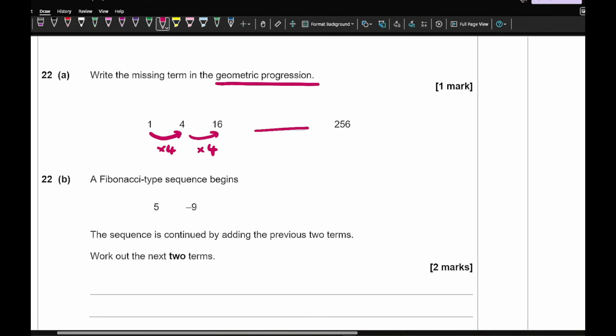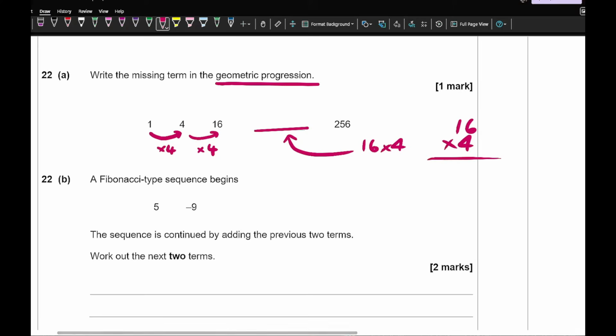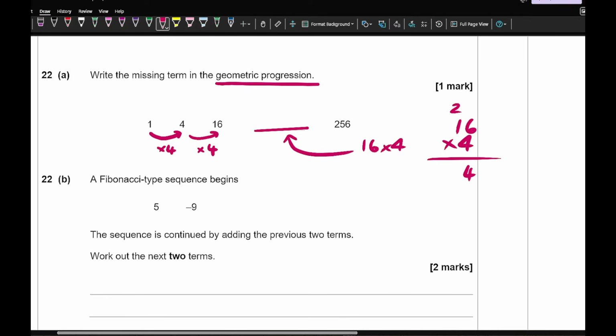So to find this number here, I'm going to do 16 times 4. If I just work that out, I get 6 times 4, which is 24, and 1 times 4, which is 4, plus 2 is 6. So the answer, the missing number, is 64.